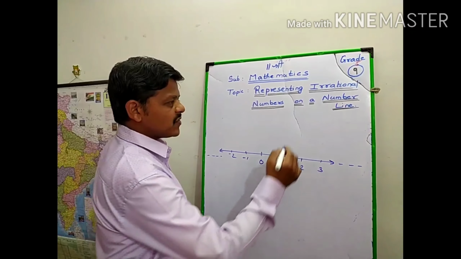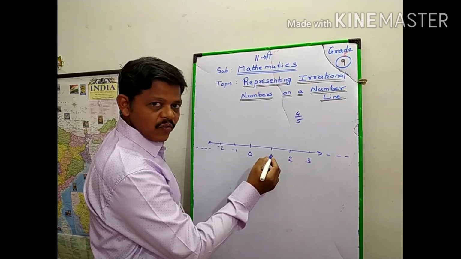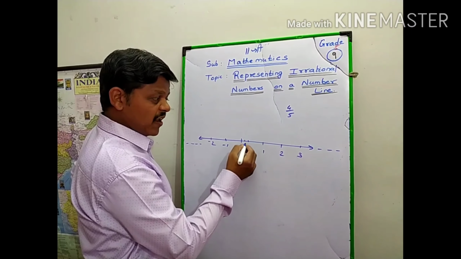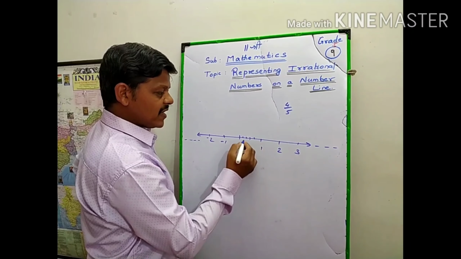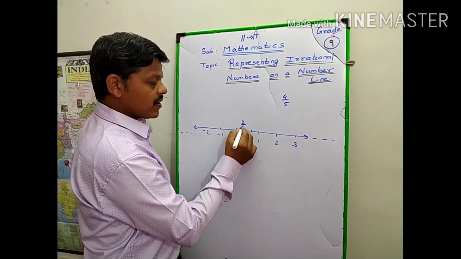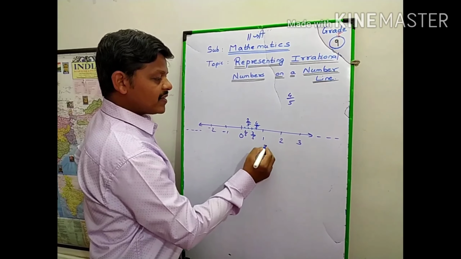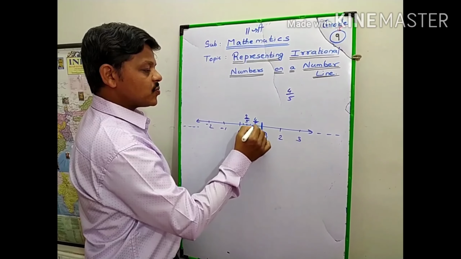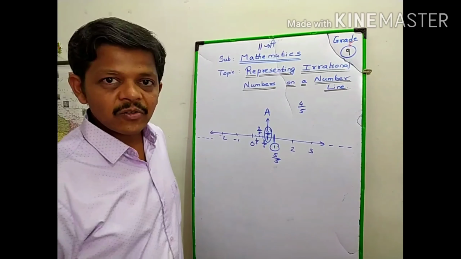Do you remember? Suppose I had given you an example 4 upon 5. So you would have divided this into 5 equal parts. See, it was 1 upon 5, then 2 upon 5, 3 upon 5, 4 upon 5 and this number was 5 upon 5 which was 1. Correct? And this point we used to highlight right there. Point A represents 4 upon 5 on the number line.